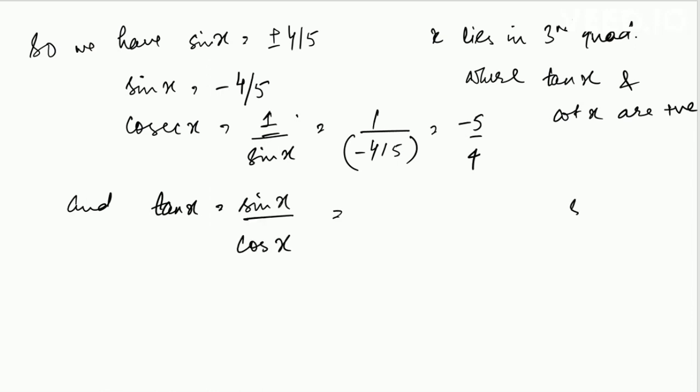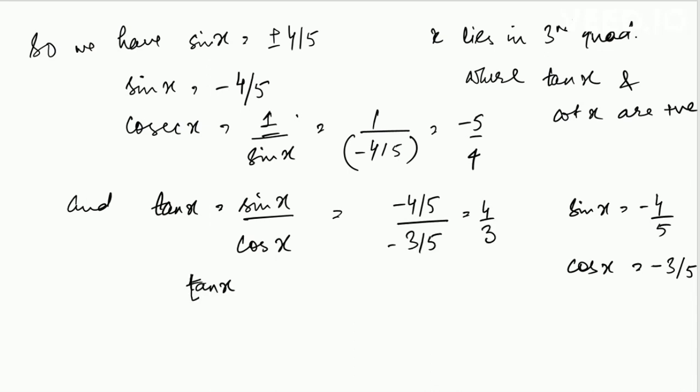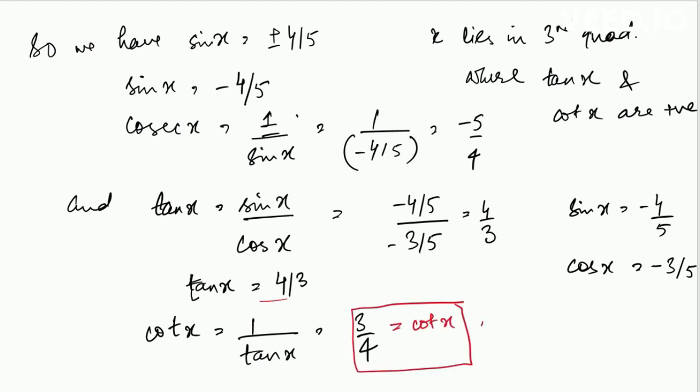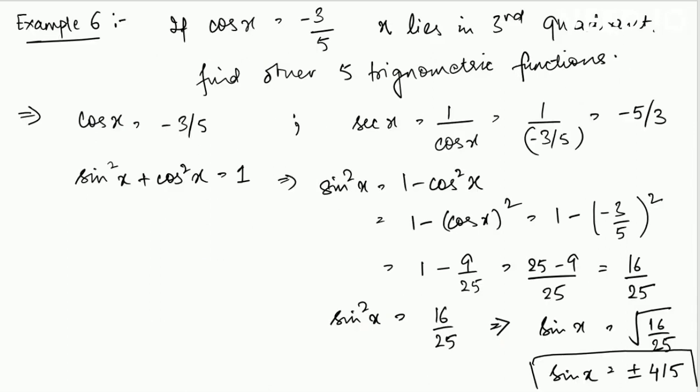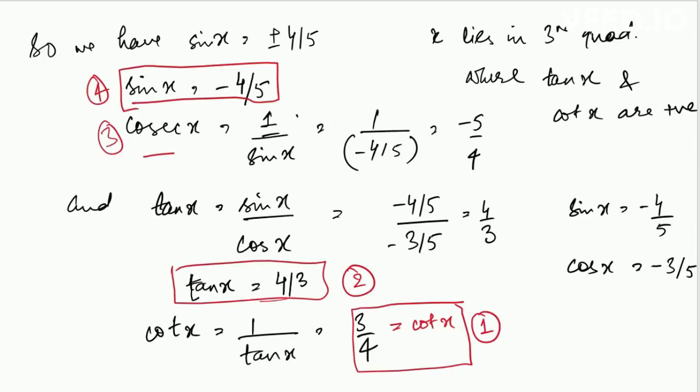Tan x is sin x upon cos x. We know sin x, we know cos x, so we can take the division and get 4 by 3. Cot x is 1 by tan x, which is again the reciprocal of tan x. So it's 3 by 4. So we have found out 5 trigonometric functions. The sixth one is already given in the question.